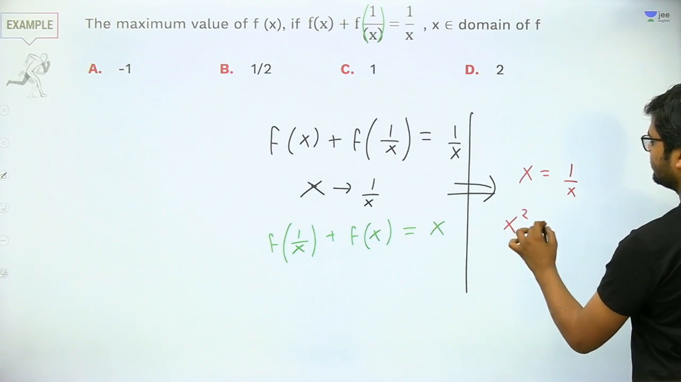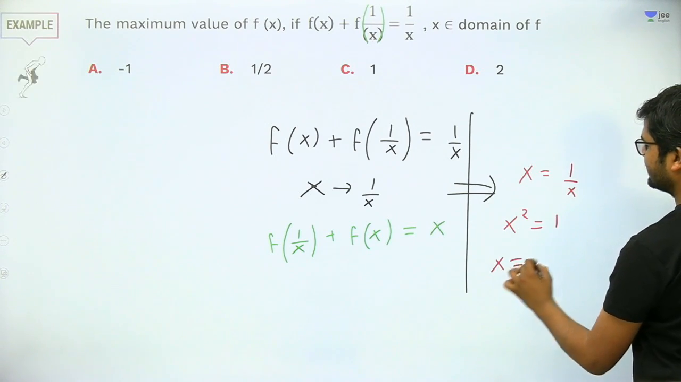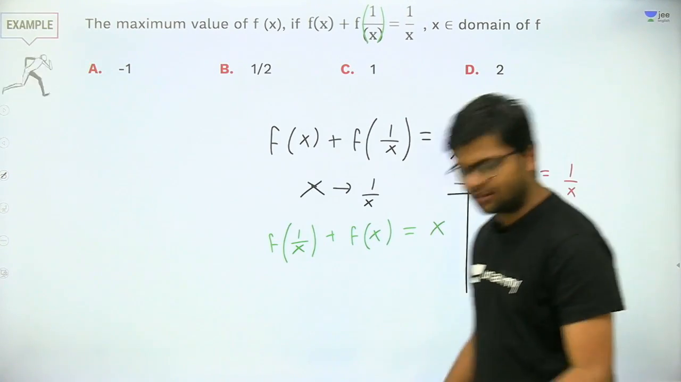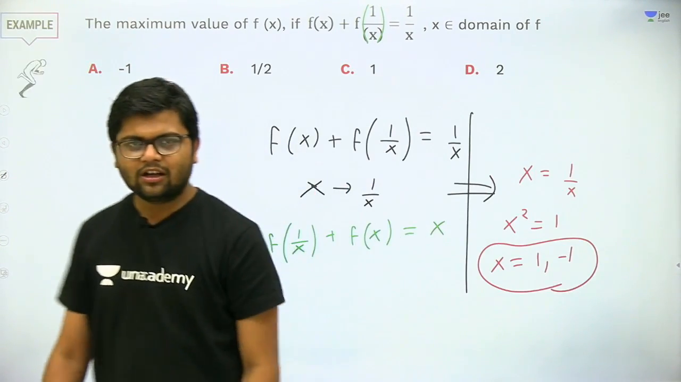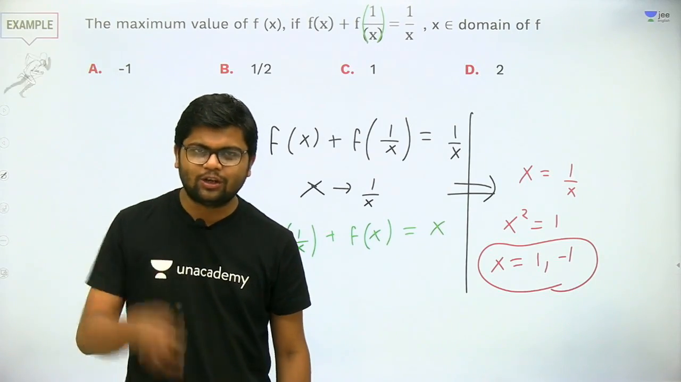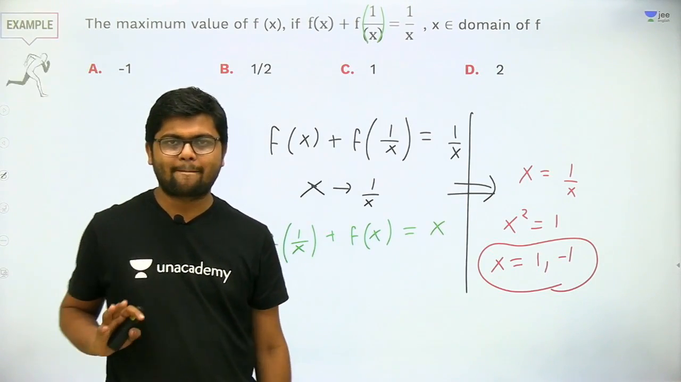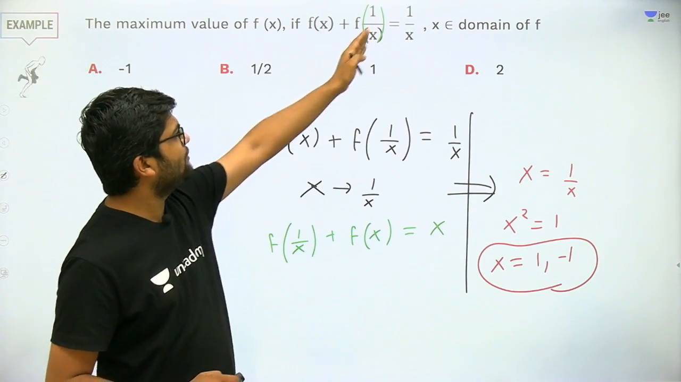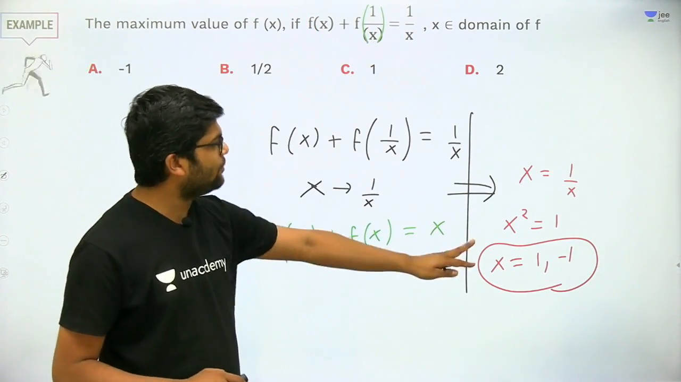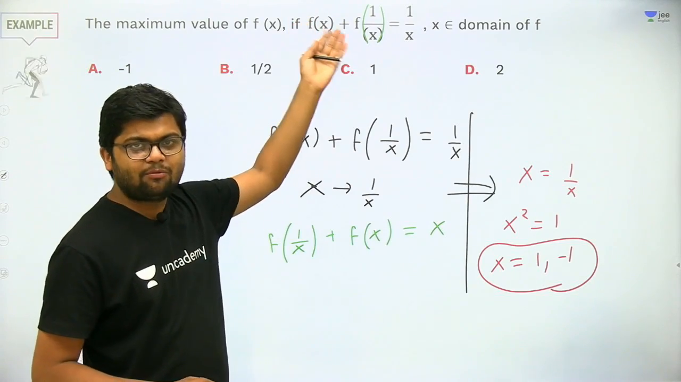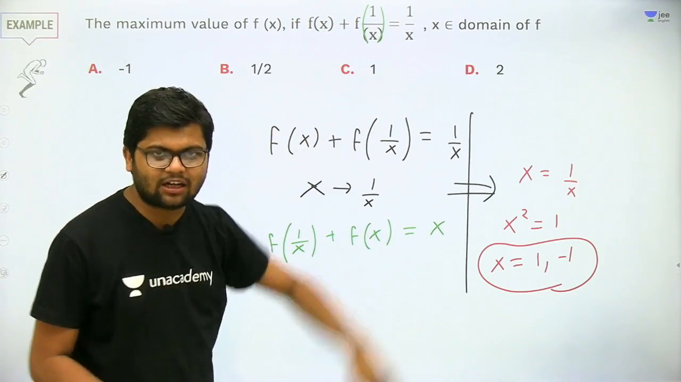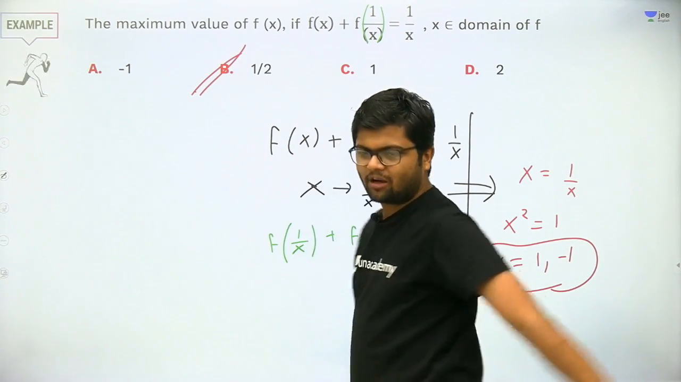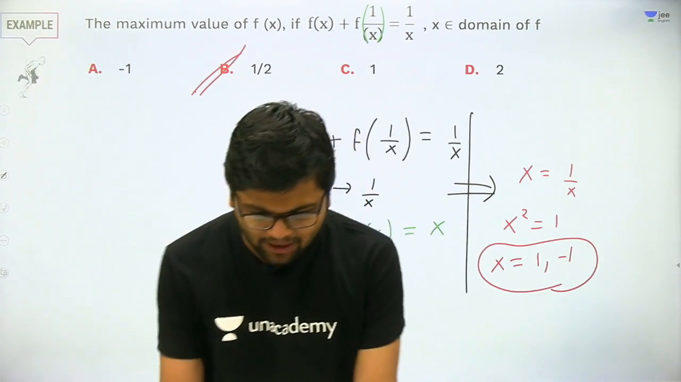From here x square equals 1, and x can take only two values, 1 or minus 1. Got my point? The domain of this function is only two elements, 1 and minus 1. So just put x equal to 1, f of 1 will come out to be half. And if you put x equal to minus 1, f of minus 1 will come out to be minus half. So the maximum of those is half. So the answer will come out to be B for Bombay.